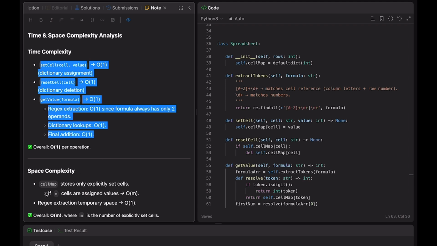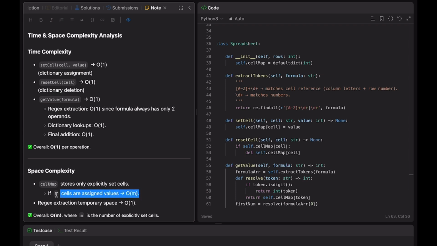And the space complexity: the cell map only stores the explicitly set cells. Let's assume m cells are the assigned cells, so it will take order of m. Initially it would be the number of rows multiplied by 26, so that many cells would get stored in the cell map. Now only the assigned cell values get stored, so we are saving a huge amount of space.